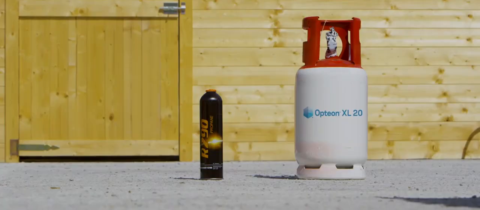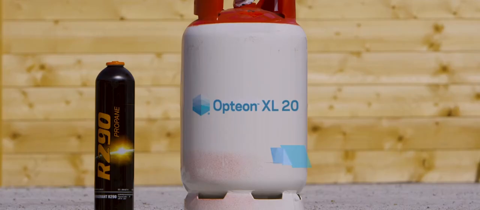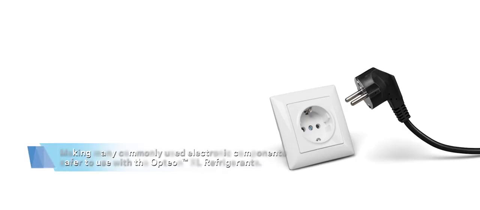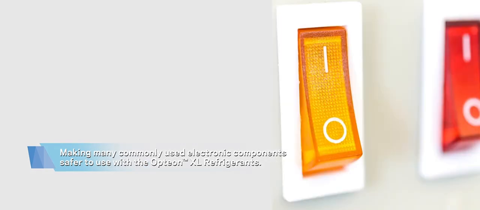In comparison, A2L refrigerants have minimum ignition values 2,000 times higher than that of propane, meaning much higher energy sources are required in order to obtain ignition. This also means that many commonly used electronic components can be used safely with Opteon XL refrigerants.